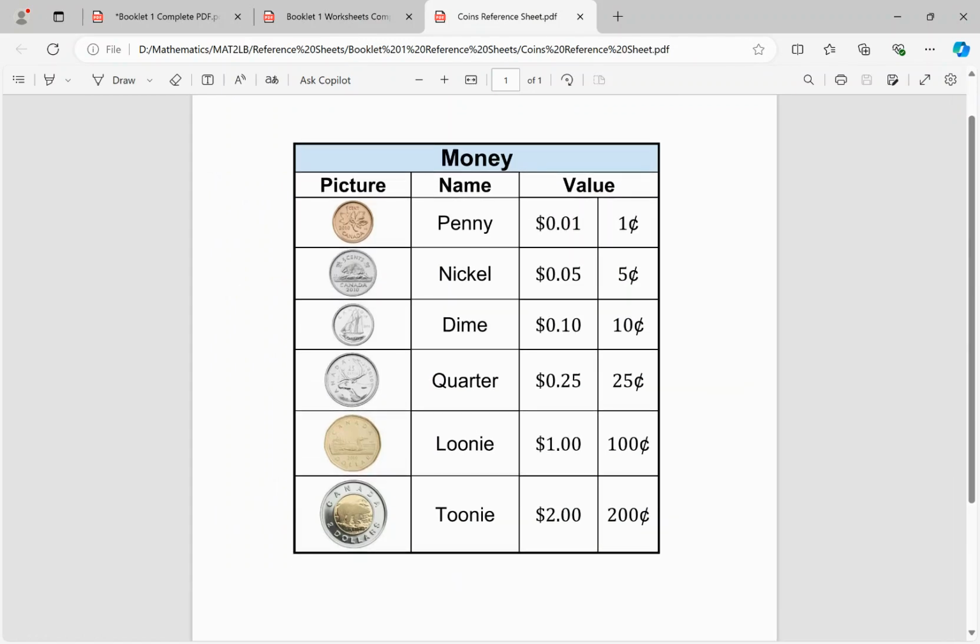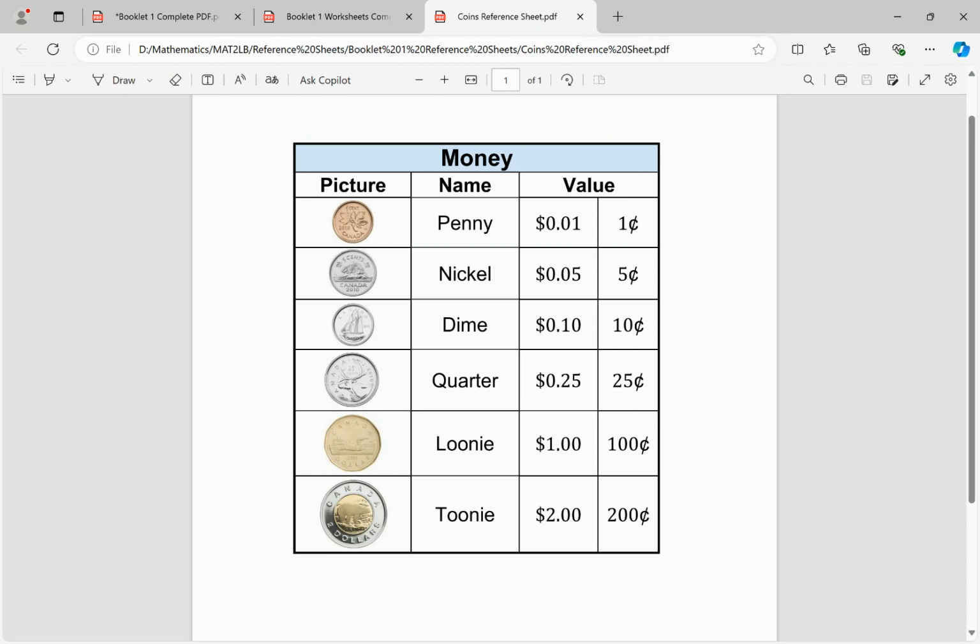Now, since today we're going to be talking a lot about change and different kinds of coins, it's really important that you understand very quickly what each of the different coins are and how much money they're worth. If at this point that is something that you struggle with, I strongly recommend that you pull this page out and have it next to you during the lesson and during the homework so that you can quickly check how much money each coin is worth.